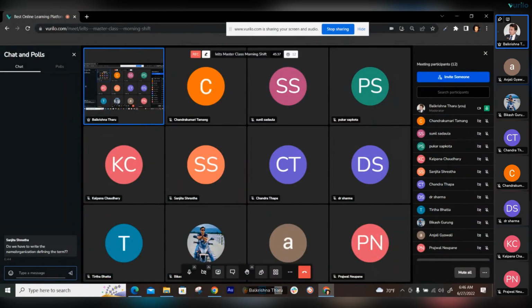Sanjita asks a question: do we have to write the name of the organization defining the term? Sanjita, if you know the name of the organization or the person who has given the definition, you may. If you don't know, it's fine. It's not compulsory. You may drop it. Thank you, Sanjita, for the question.